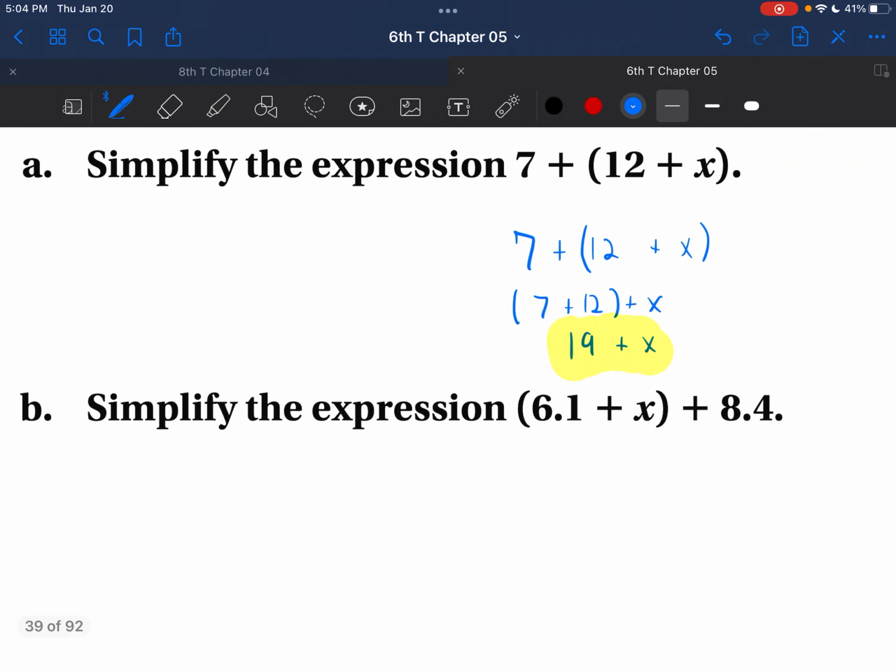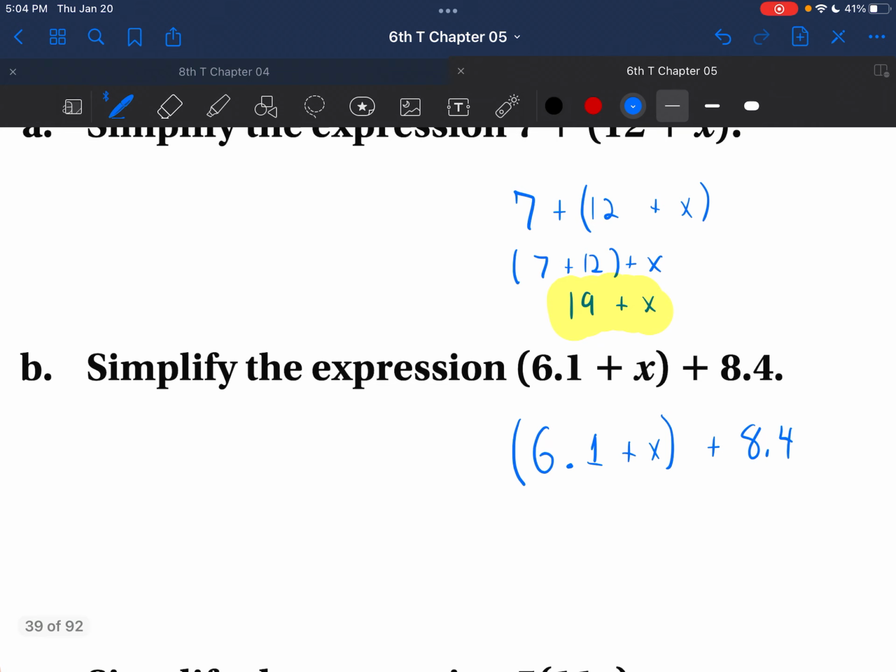Here we go. Let's see if we can simplify this expression. Remember, expressions do not have equal signs. So we have 6.1 plus x, close parentheses, plus 8.4. Let's see if we can change our groupings and rearrange this problem to solve it. So instead of 6.1 plus x, I'd like to have 6.1 plus 8.4. Let's put that in parentheses, and then we're going to have plus x.